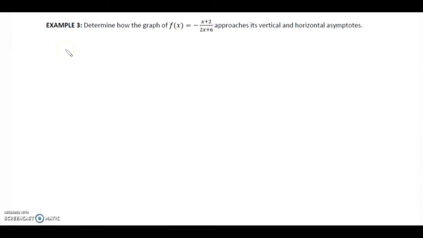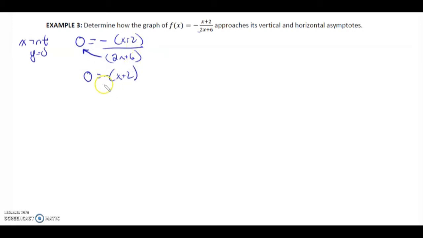Example 3, determine how the graph f at x equals negative x plus 2 over 2x plus 6 approaches its vertical and horizontal asymptotes. Okay, so first off for the x-intercept, we want to do y equals 0 or f at x equals 0. So we're going to go 0 equals negative x plus 2 over 2x plus 6. I'm going to bracket both of these just so that we can group those binomials. Now, when we cross multiply, we get 0 equals just the numerator. Okay, we've seen that before.